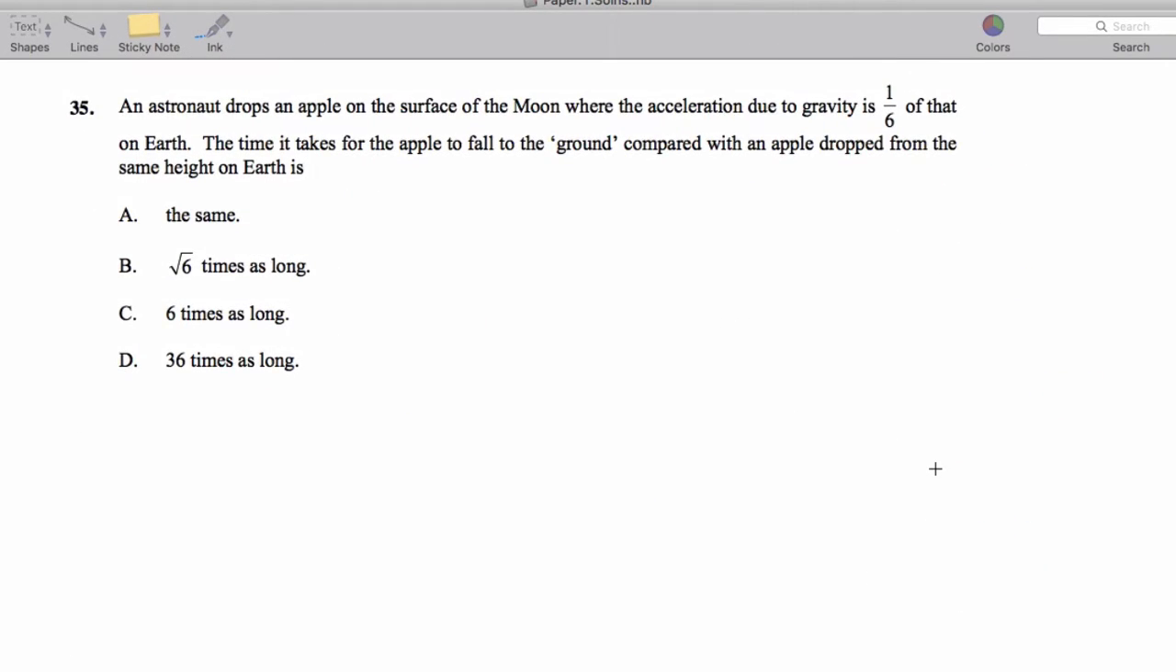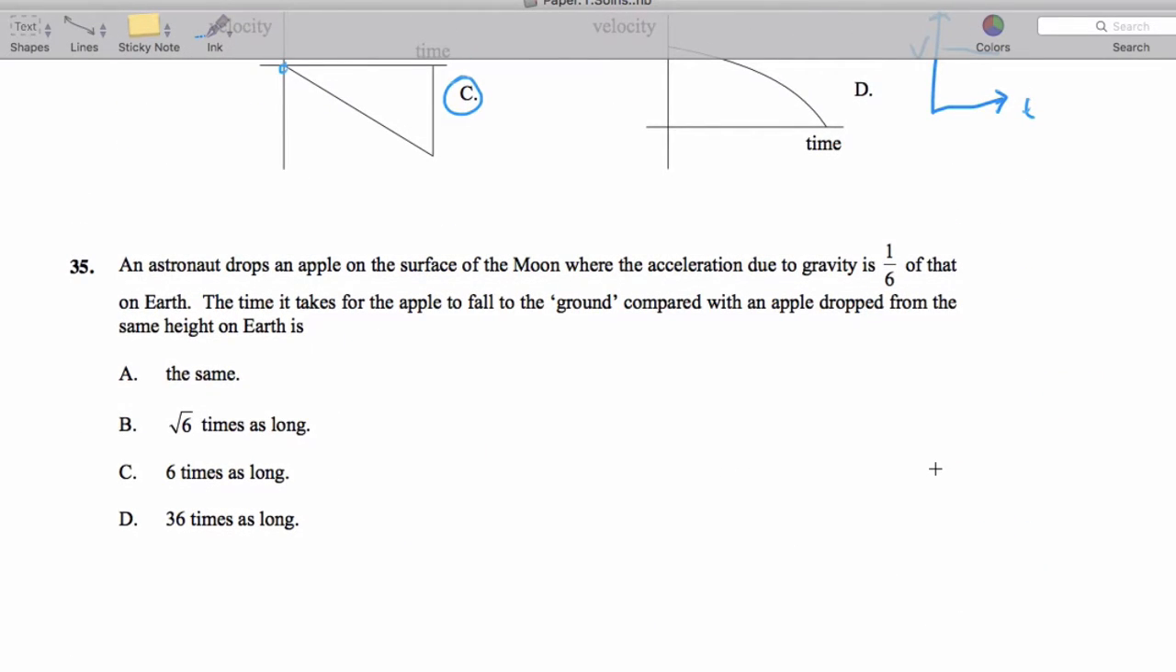Now for 35. An astronaut drops an apple on the surface of the moon with the acceleration due to gravity is 1/6 that of Earth. We want to compare the time to fall on the moon versus Earth. So let's do a little calculation. Whenever I'm doing falling questions, I have s is 1/2 at squared plus ut. u is going to be 0, so I've got s on Earth is 1/2 g t squared.